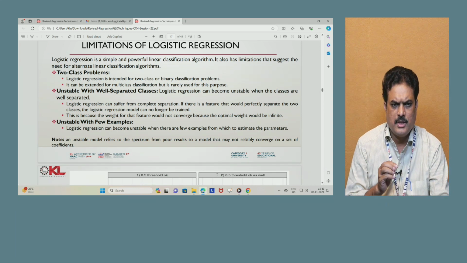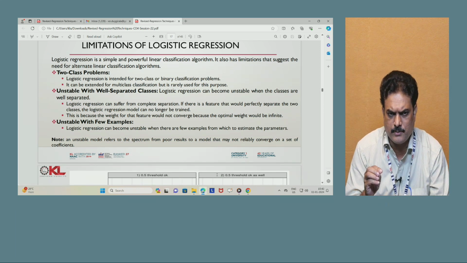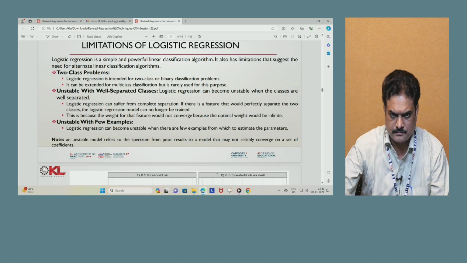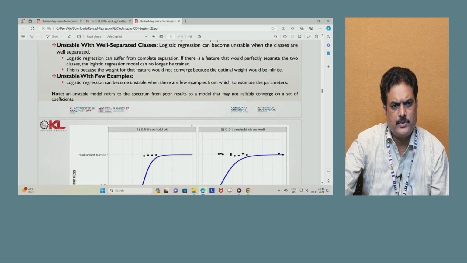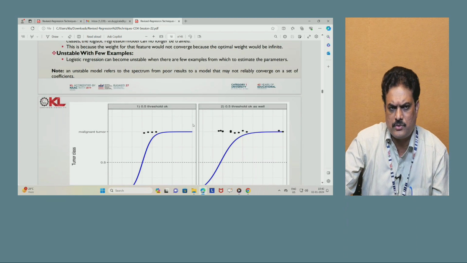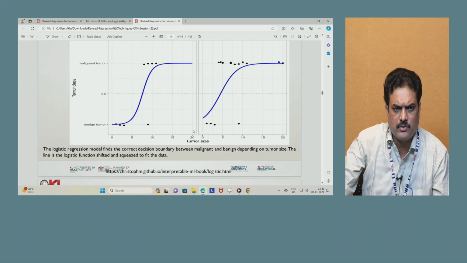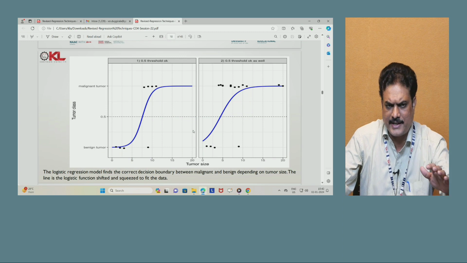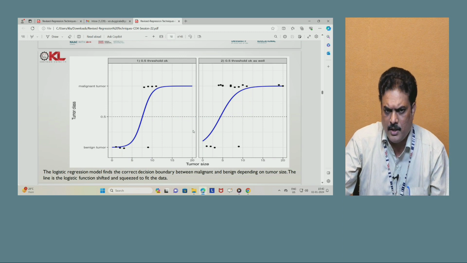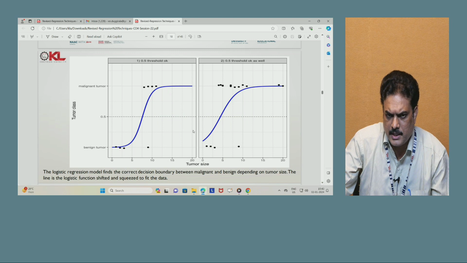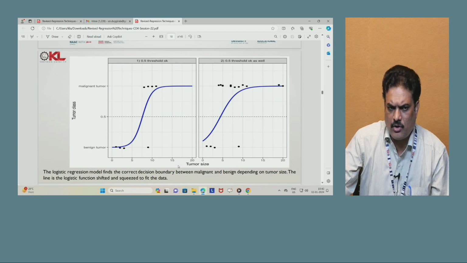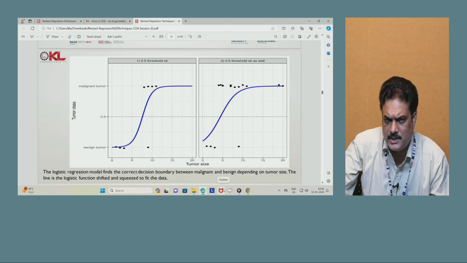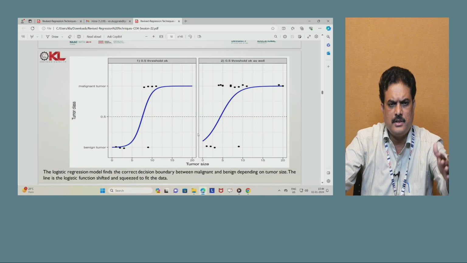Unstable with few examples: logistic regression can become unstable when there are few examples from which to estimate the parameters. Here we can observe one small note. An unstable model refers to the spectrum from poor results to a model that may not reliably converge on a set of coefficients. Here the logistic regression model finds the correct decision boundary between malignant and benign depending on tumor size. The line is the logistic function shifted and squeezed to fit the data.